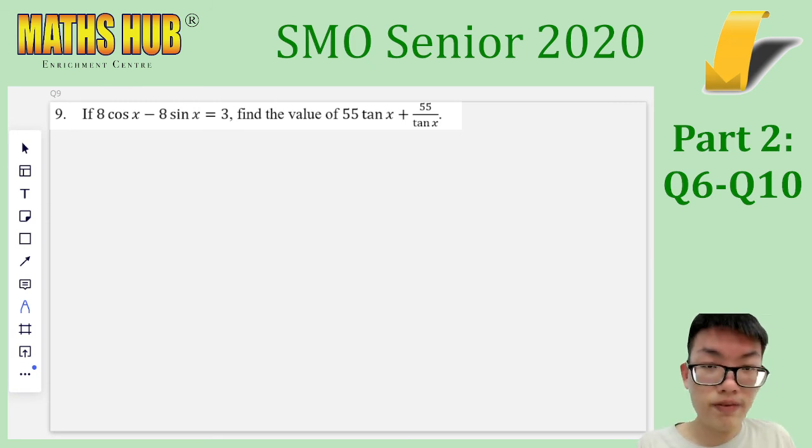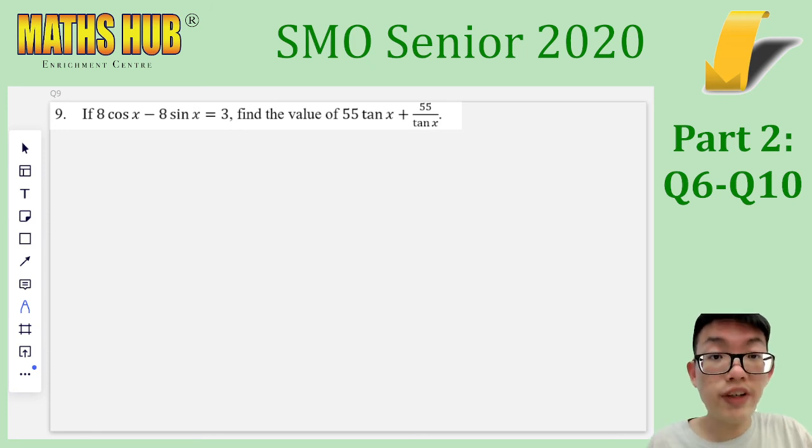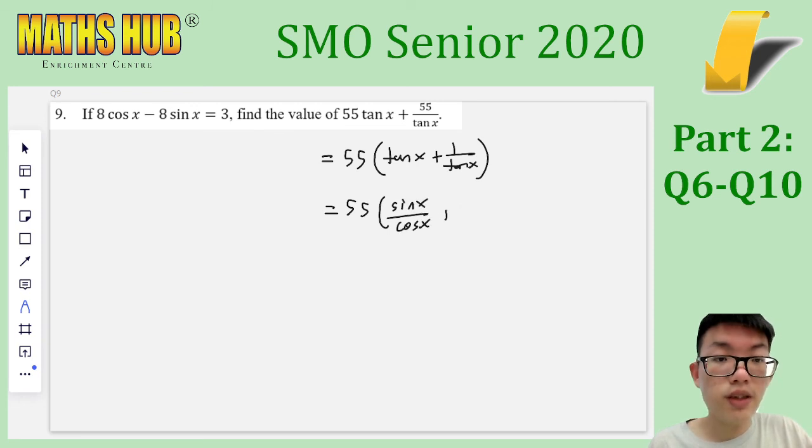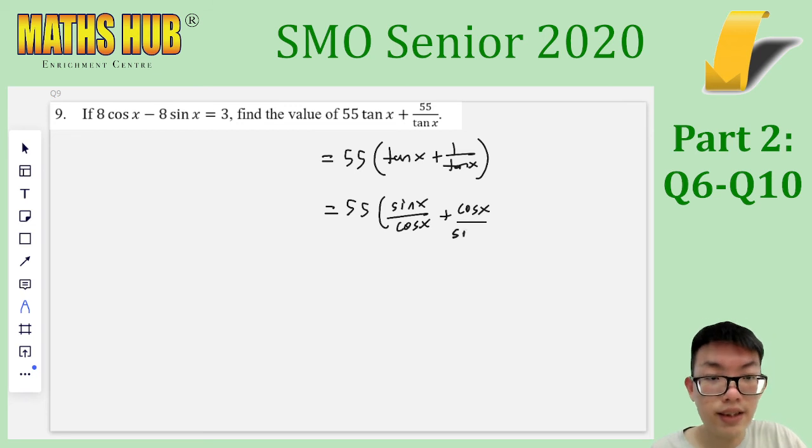The general rule of thumb for trigonometry is that we can rewrite everything in terms of sine and cosine unless there is an obvious tangent identity, secant identity, and so on. Since tangent x plus 1 over tangent x does not look like any obvious identity to me, I'm going to rewrite it immediately as 55 times tangent x plus 1 over tangent x being equal to 55 sine x over cosine x plus cosine x over sine x.